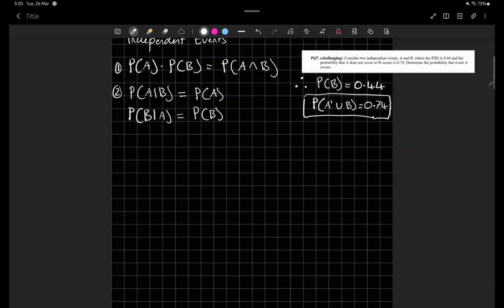So the probability that A does not occur or B occurs is the probability of A not occurring plus the probability of B occurring minus the probability of A complement and B. That is 0.74.